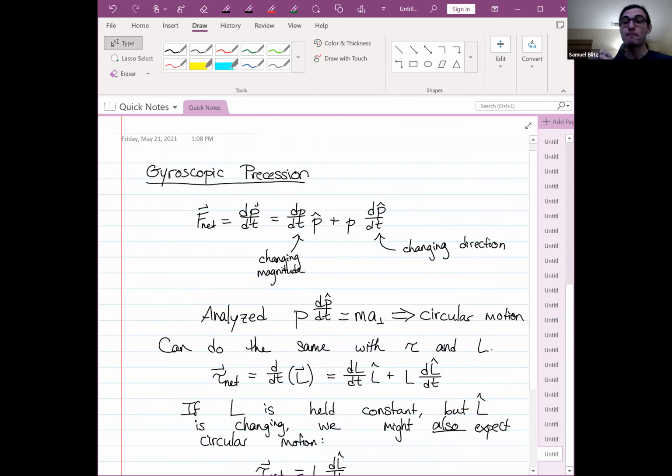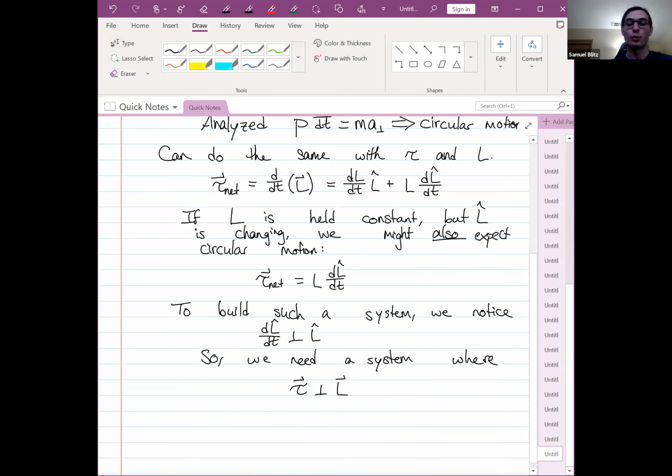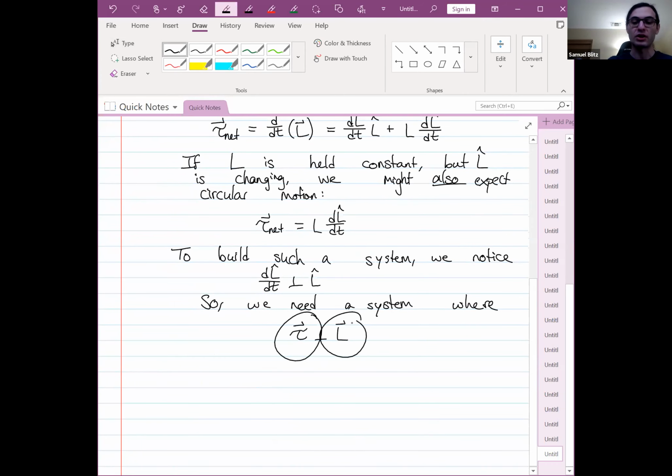That would be like saying, in the case of regular circular motion, like a rock tied to a string going around in a circle, the force, which is the tension force on the rock pulling it towards the center, is perpendicular to the momentum vector, which is going along the circle, right? Those two are perpendicular. We need the same thing here. We need that the torque is perpendicular to the angular momentum. So we can just try to come up with an example.